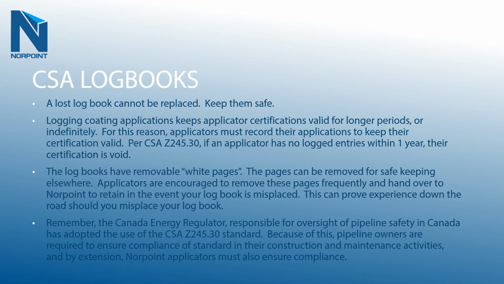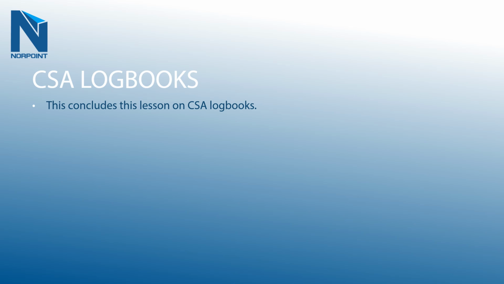And lastly, remember, the Canada Energy Regulator, responsible for oversight of pipeline safety in Canada, has adopted the use of the CSA Z245.30 standard. Because of this, pipeline owners are required to ensure compliance of standards in their construction and maintenance activities, and by extension, Norpoint applicators must also ensure compliance. This concludes the lesson on how to complete your CSA logbook.